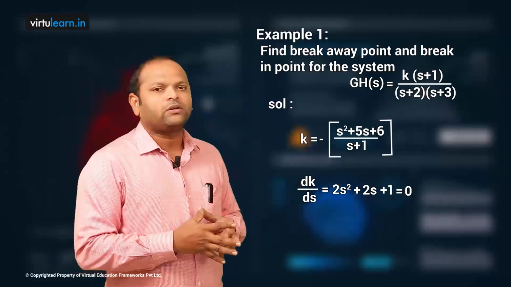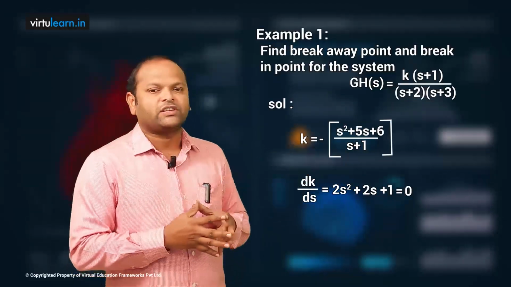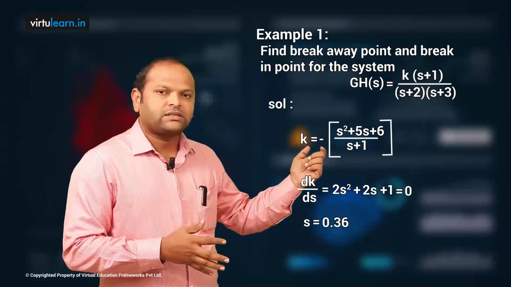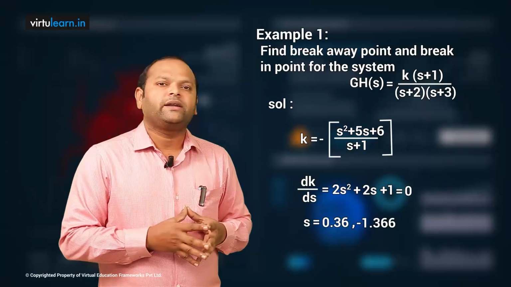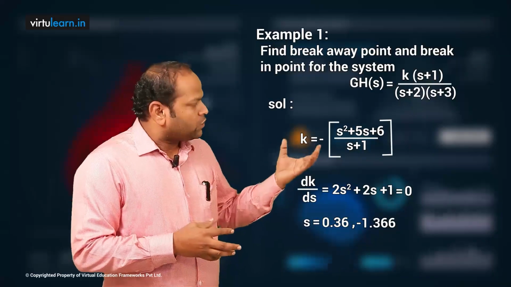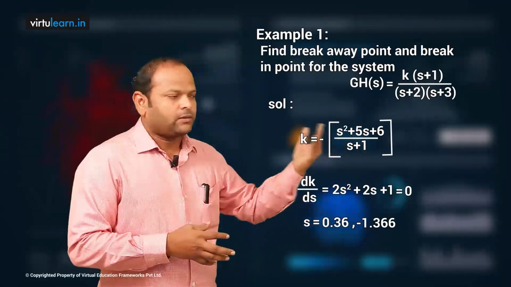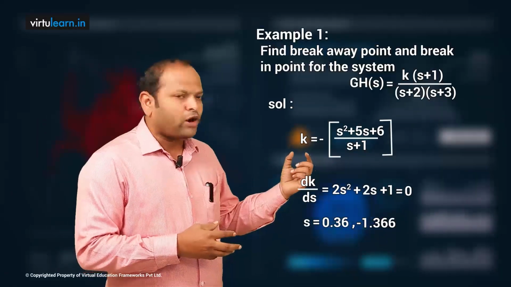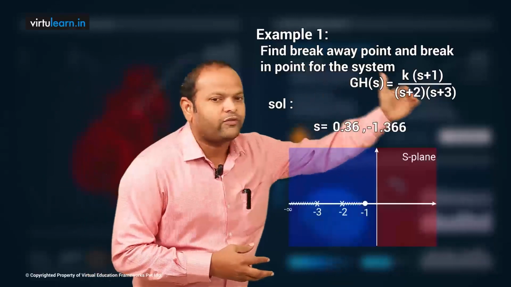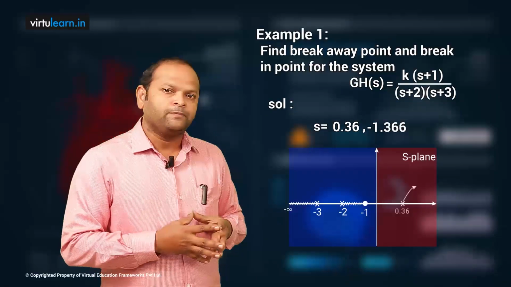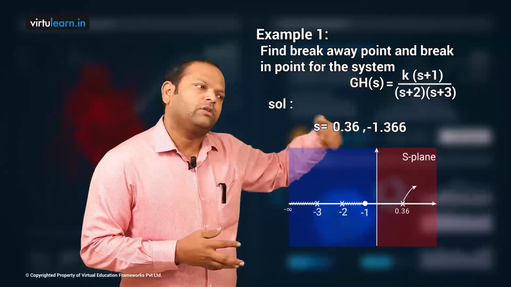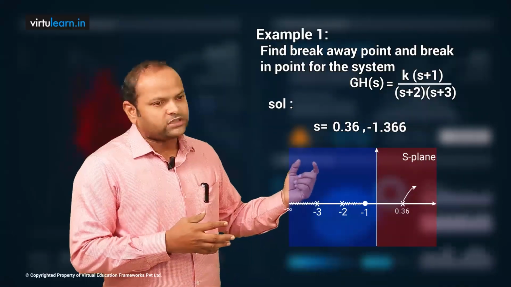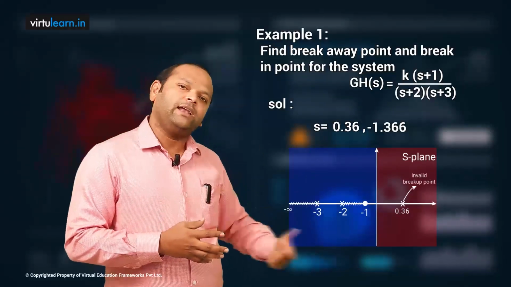Then we can easily find the roots of the second order equation, and those roots will be S equal to plus 0.366, minus 1.366. If you locate these two points in the S plane, plus 0.366 is after the zero, that is, to the right in the S plane. Towards the right of the S plane there is no root locus area. Therefore, this point 0.366 is an invalid breakpoint.